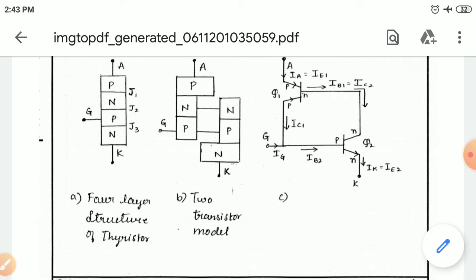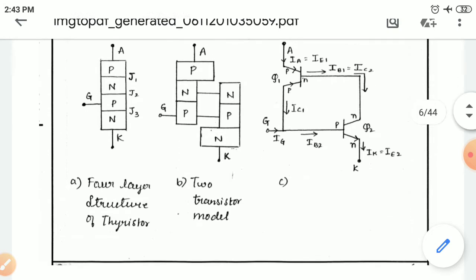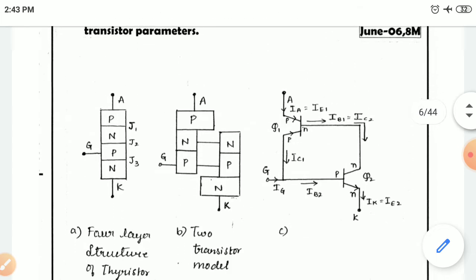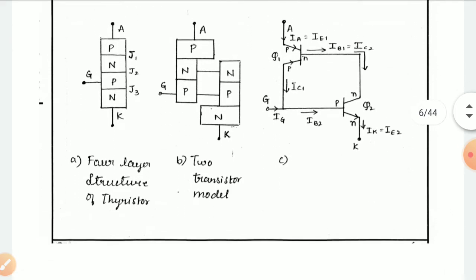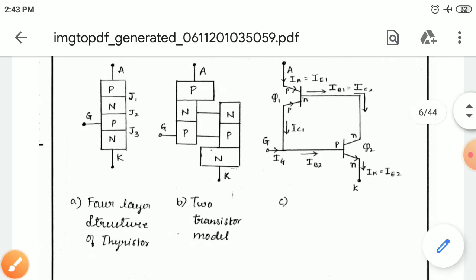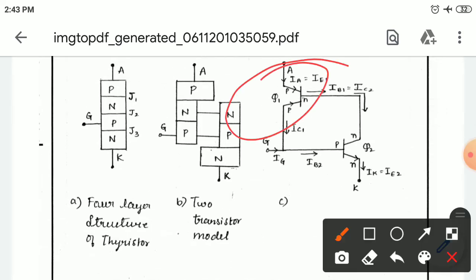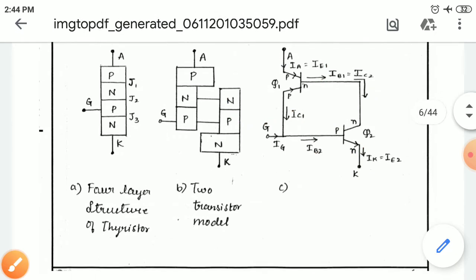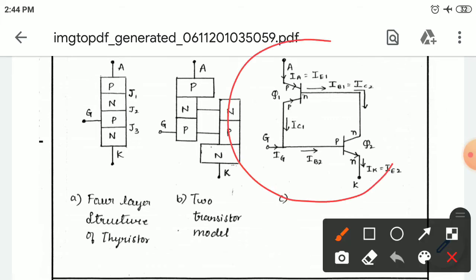Here the thyristor can be considered as two complementary transistors connected in an anti-parallel fashion. One is a PNP transistor, that is Q1, and Q2 is an NPN transistor, which are shown in the figure here. This is the complete equivalent circuit of the two transistor analogy of a thyristor.